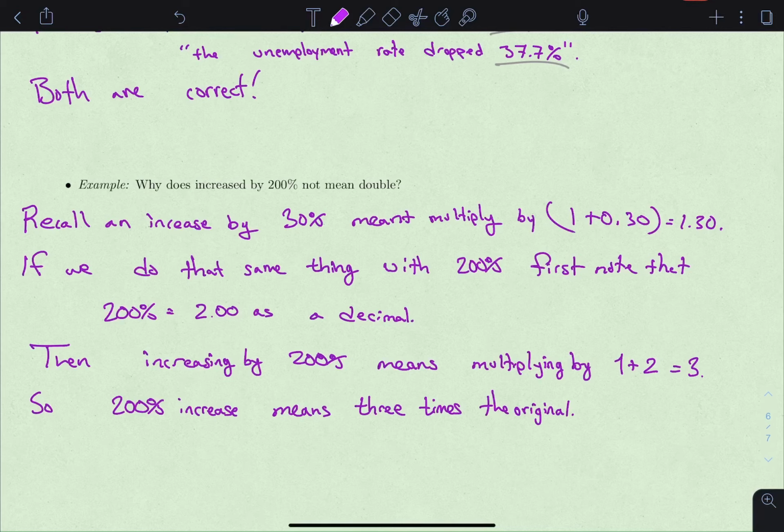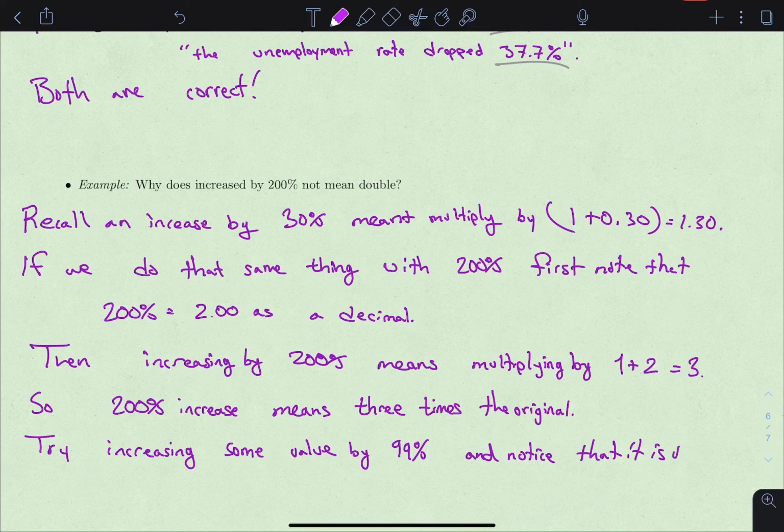And if you don't buy that, try increasing some value by 99%. And notice that it is very near double the original. Which means a 100% increase means doubling.